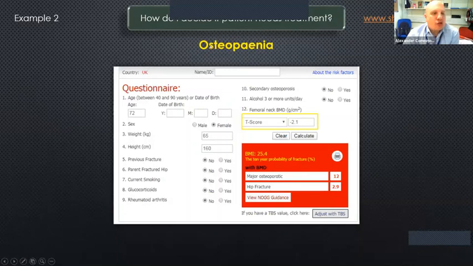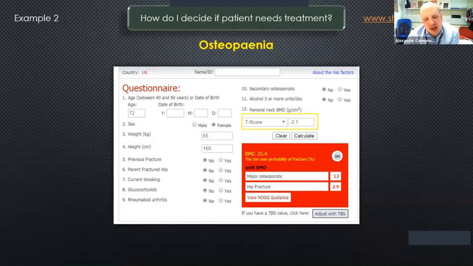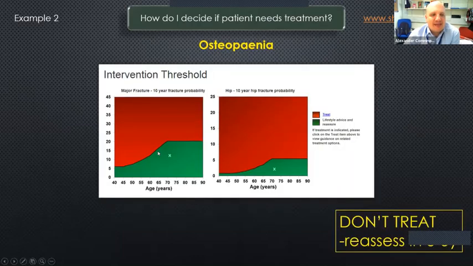So here's an osteopenic patient. So this is really where this FRAX comes into its own. So don't ignore the osteopenic patients. So 72 years old, no risk factors, height and weight the same as the previous patient, a T-score of -2.1. So 12 and 2.9% are the results. And that places this patient in the green. So you'll say lifestyle advice and reassure, and maybe reassess in 3 to 5 years.